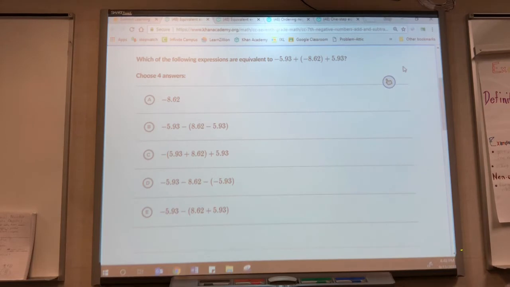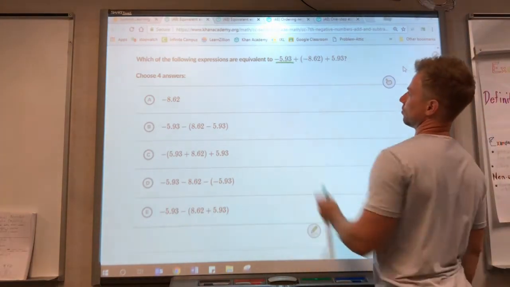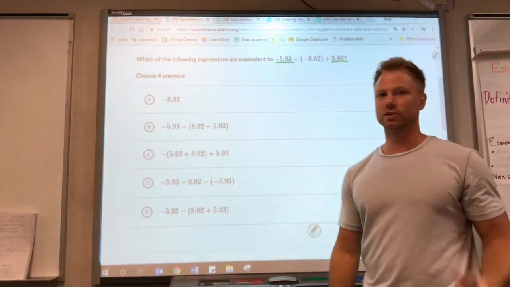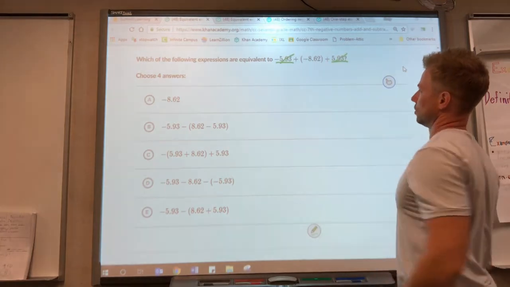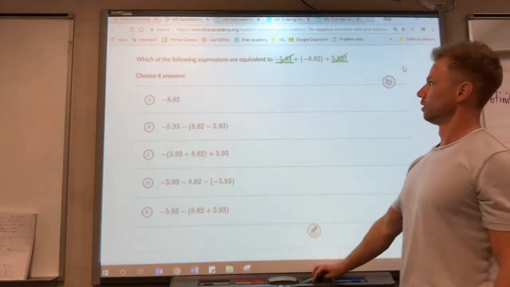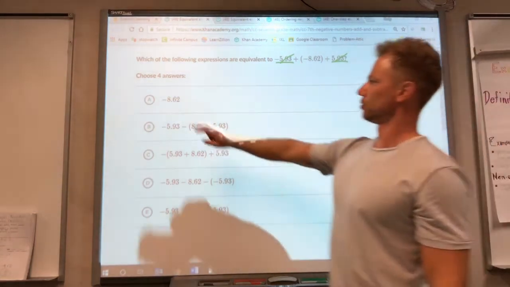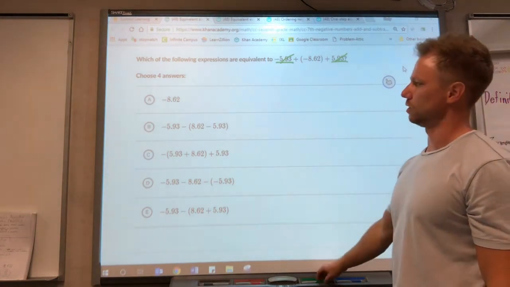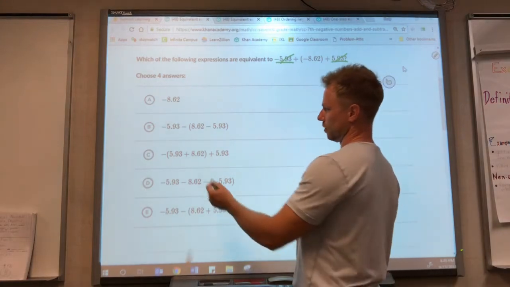Okay, which of the following expressions are equivalent to this? Okay, first thing we notice, we have a -5.93, a positive 5.93. Again, that's called a zero pair, same number, opposite signs. So they're gonna actually turn into 0. They're gonna cancel. So all we're left with is -8.62. So that would be the same as A. But let's check the other ones to see if any others would simplify to the same thing.